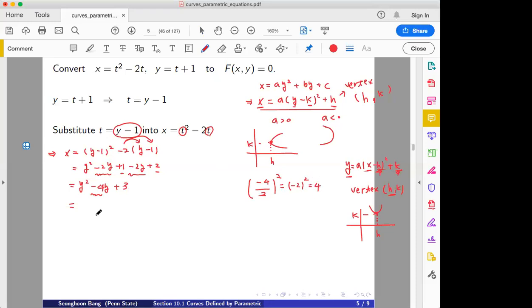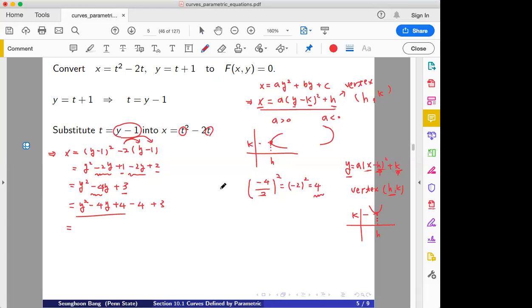The next step. This is y squared minus 4y. You have to add and subtract this resulting number. You add 4, you subtract 4, and you have to keep the 3. This is the idea. Next, you have to factor. How can you factor y squared minus 4y plus 4? Do you know the factored form?